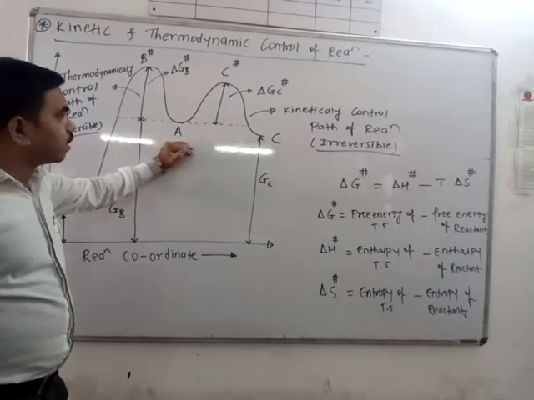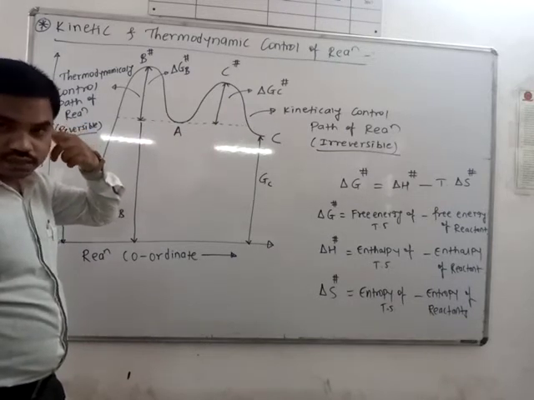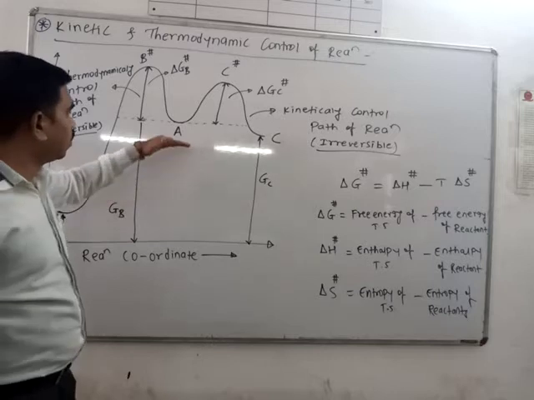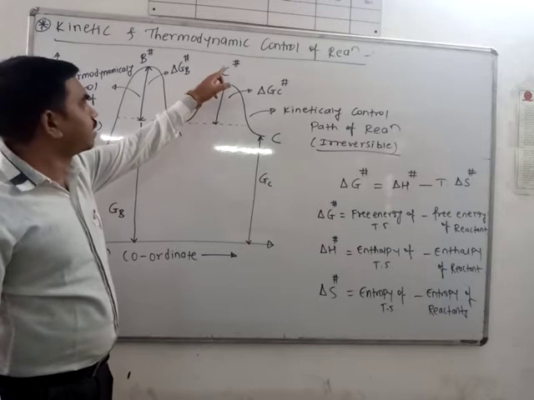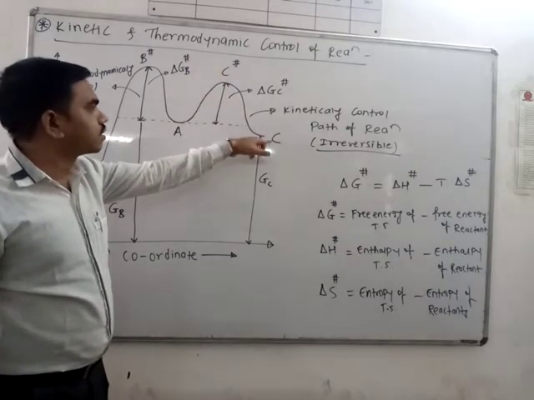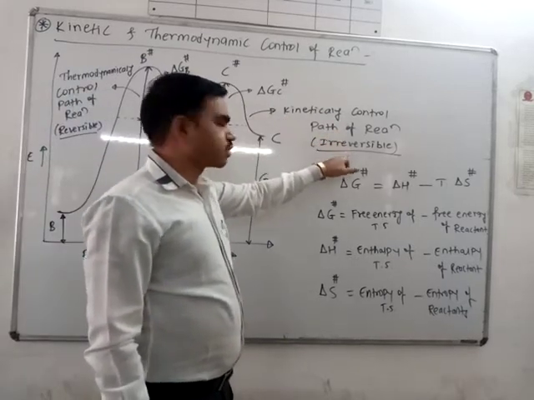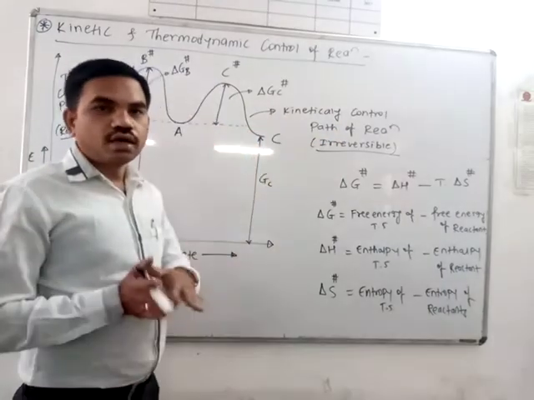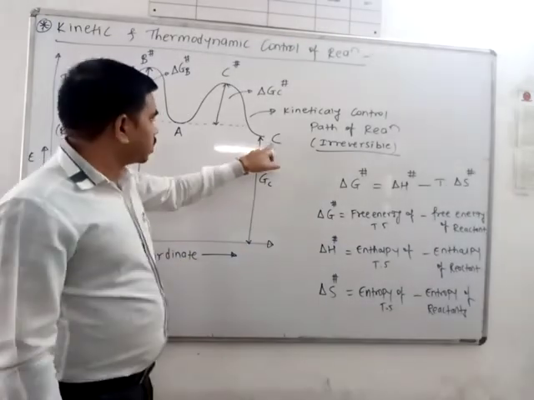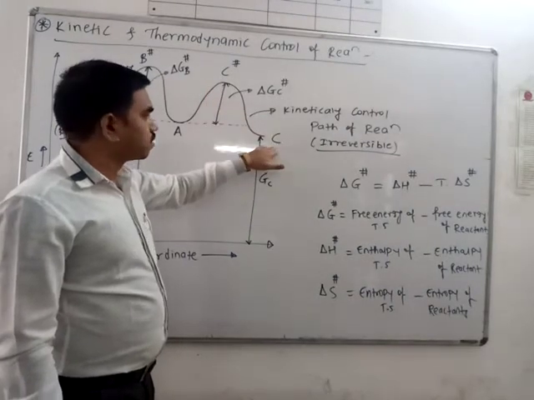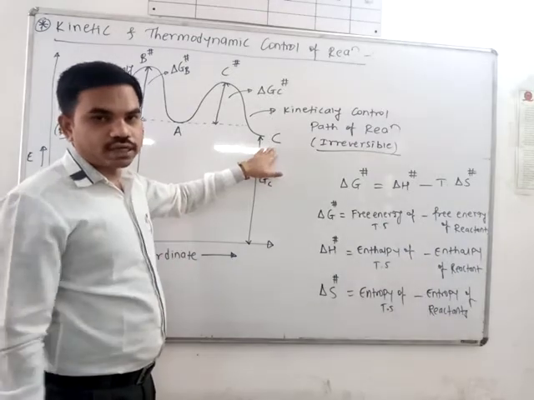Okay, so what if we use the mild conditions? Mild reaction conditions. From A, it will be converted into the transition state, C double dagger, and it will be converted into the product C. So this is what? This is the kinetically controlled path of a reaction, and this is an irreversible reaction. We have seen, so C product is formed faster from A in mild reaction conditions.